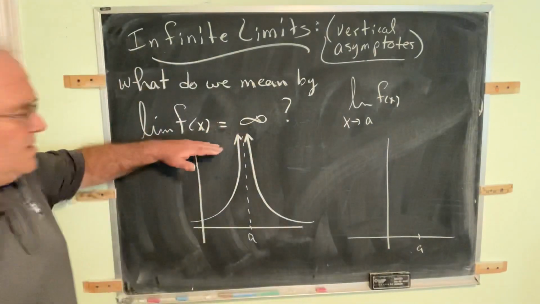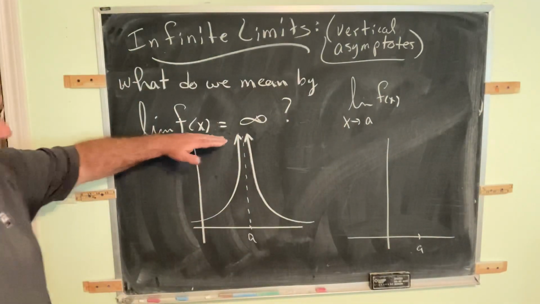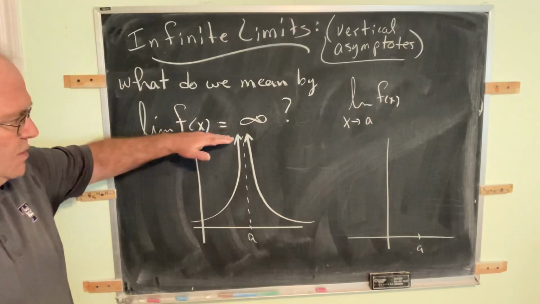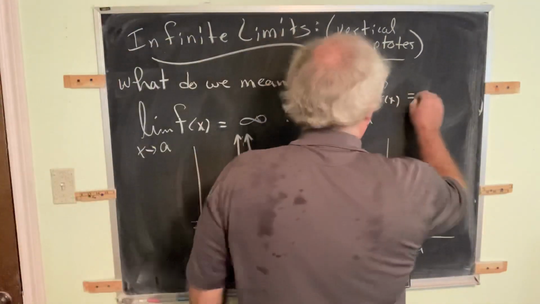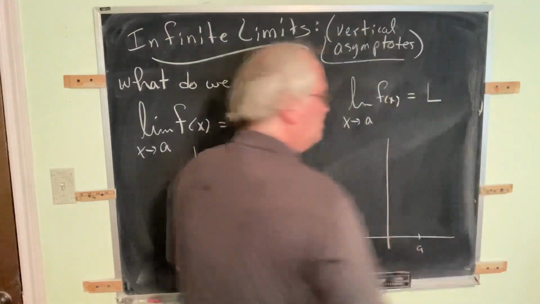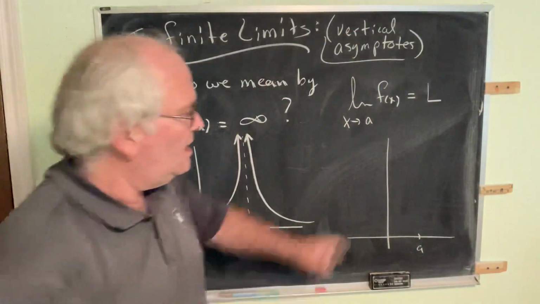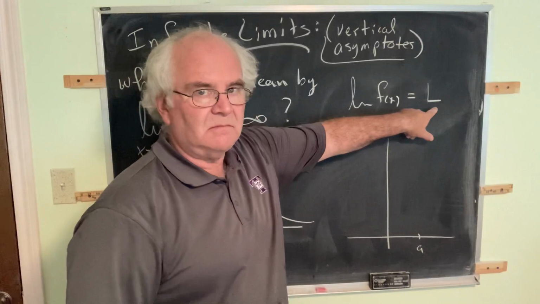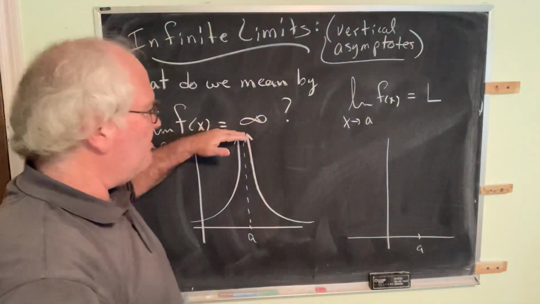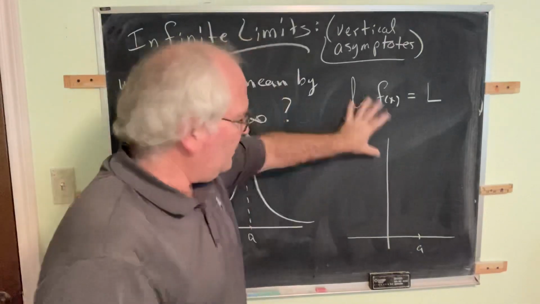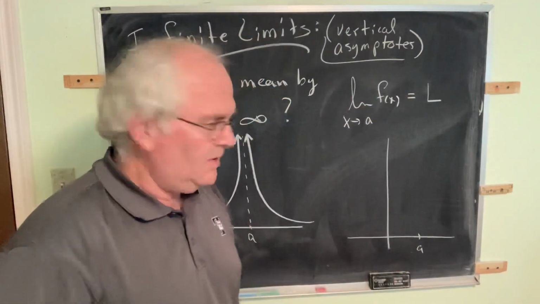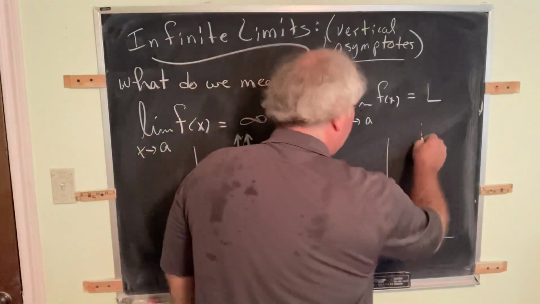Let's suppose this is true. Let's suppose we have established that this is a true statement. If this is a true statement, then this should be a false statement because this is a finite number. If this is a true statement, then this is a false statement. And that means that the deltas, epsilons don't work here. Now, why is that?